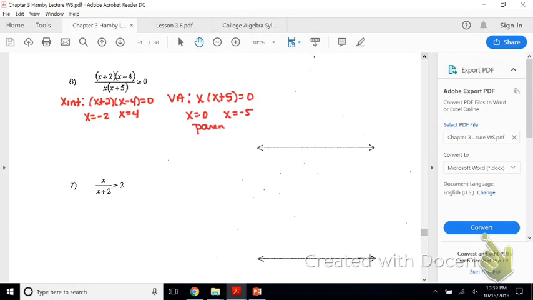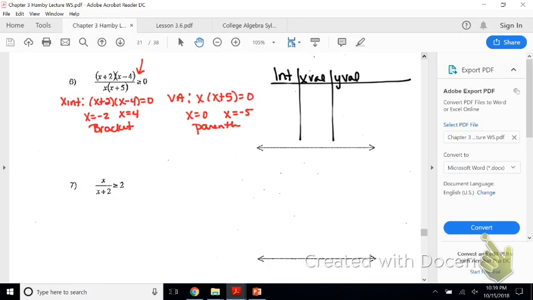Vertical asymptotes will always be parentheses, but what about these x-intercepts? Check out that inequality. It has an equal to, so we're going to use a bracket at the negative 2 and the 4. Alright, so let's set up our table. I'm actually going to make my table over on the right side because I need a little more room. I'm not going to use that number line anyways. So we have interval, x value, y value, and the sign.